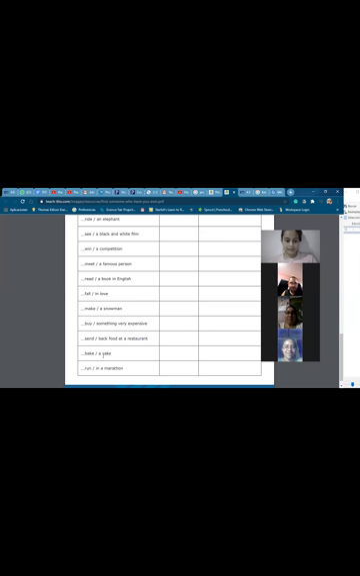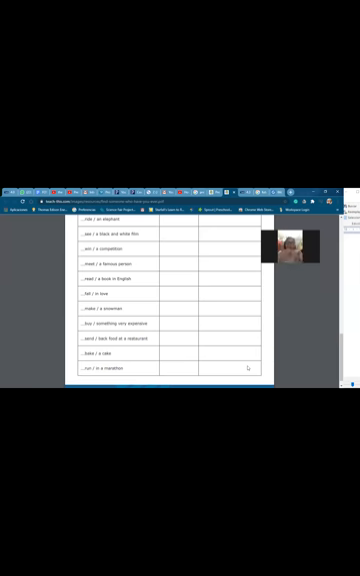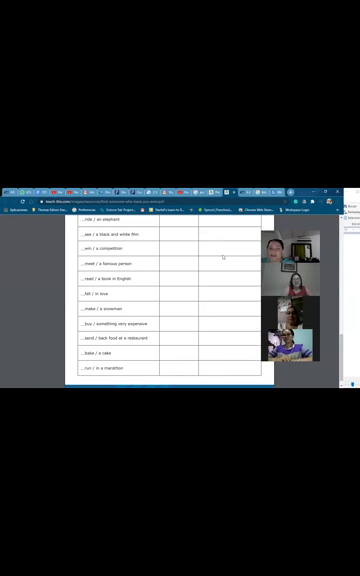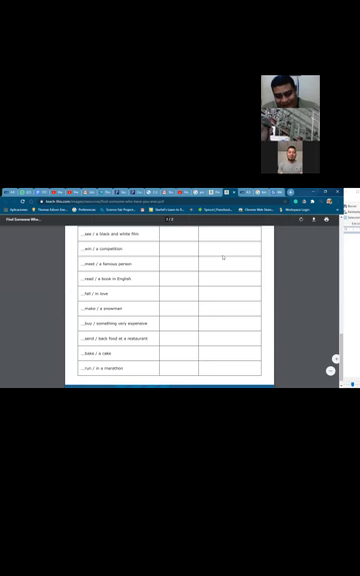Have you ever baked a cake? Yes, I have. No, I have. What does bake mean? Hornear. Oh, okay. Have you ever baked a cake? Not cake, it's cake. Have you ever baked a cake? Okay, awesome. Very good.